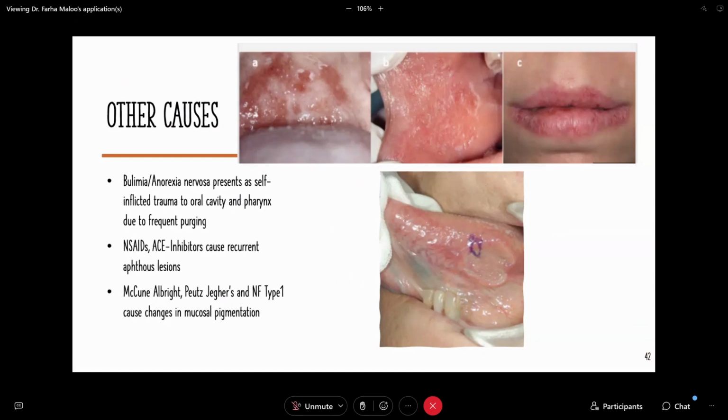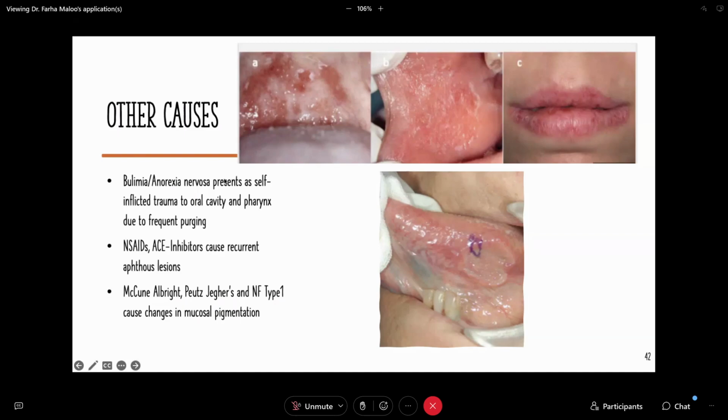Let us deal with some other conditions and how they present orally. Bulimia or anorexia nervosa is a psychological condition in which the patient predisposes himself to a lot of self-inflicted trauma. Recurrent trauma to the oral cavity and pharynx due to recurrent purging will present like this. This is the trauma in the posterior pharynx, and this is the trauma in the buccal mucosa adjacent to the angle of the mouth.